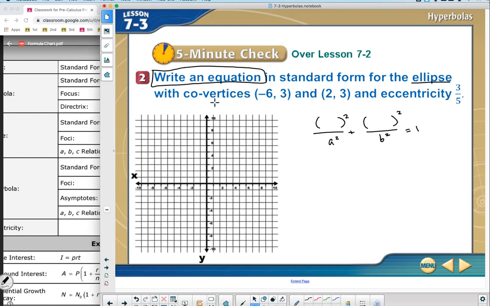All right, our co-vertices. Before I do anything, co-vertices, mental association. When you see co-vertices, I want you to think minor axis or 2b.